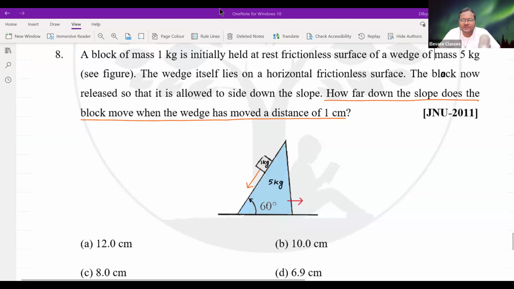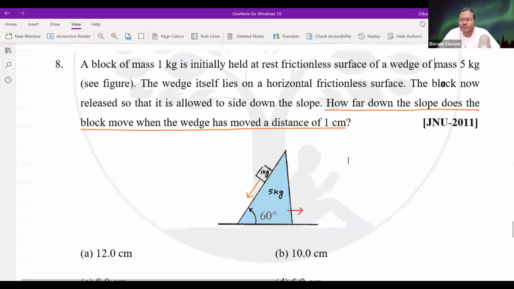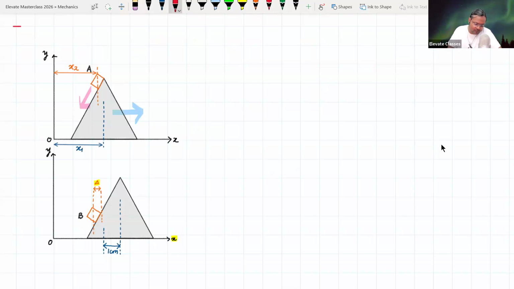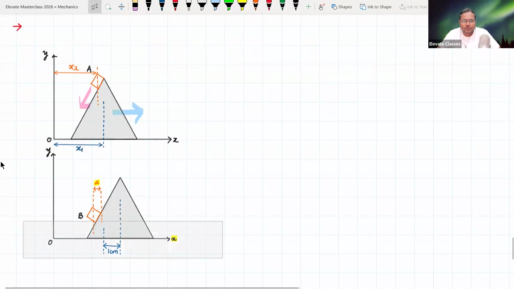All right, let's look at this. See, the choice of coordinate system is yours. You can choose the coordinate system. I am taking it this way. Okay, this is what I am doing. I am choosing a fixed coordinate system. All right. So what is happening here? Let's try to understand.